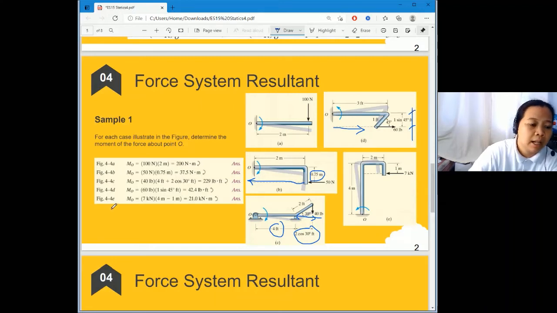Okay, right. Then the last sample problem, which is isolated. You have a moment, and I have a load applied here. If you translate that force, it is also here. So the distance from point O is 4 minus 1. Very basic: 7 times 3, so you have 21 kilonewton-meter. Take note of the units, kilonewton-meter. So that is the moment at point O.